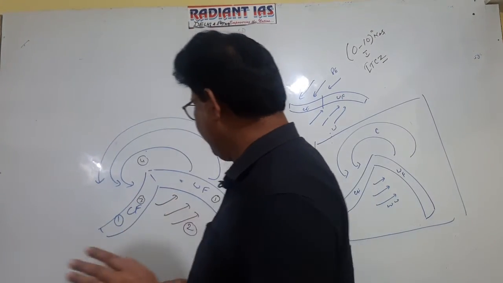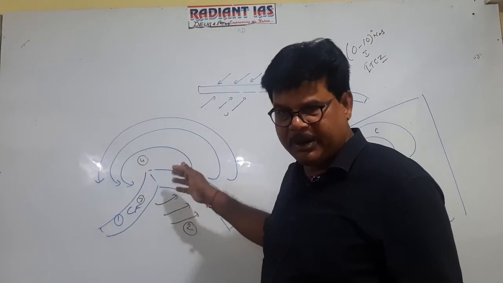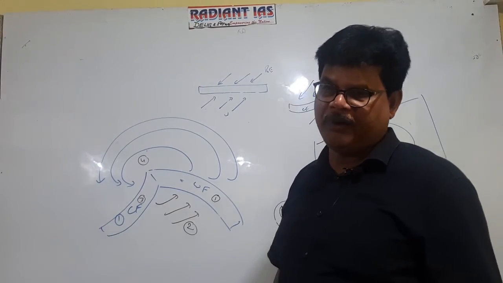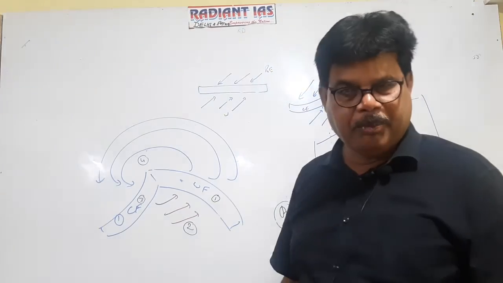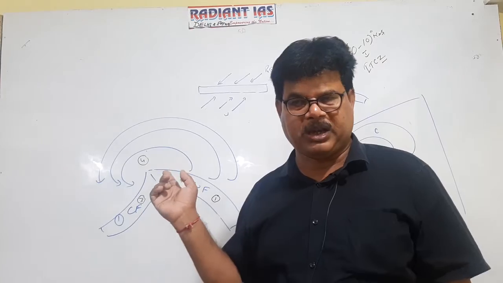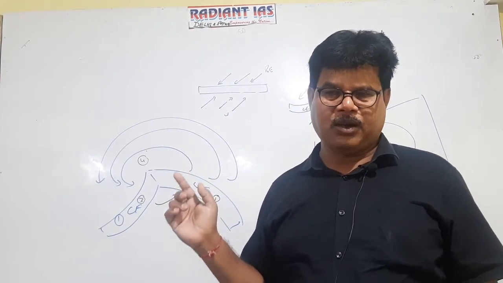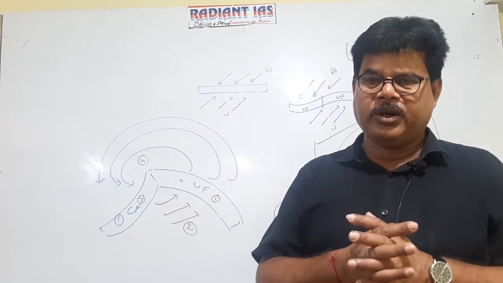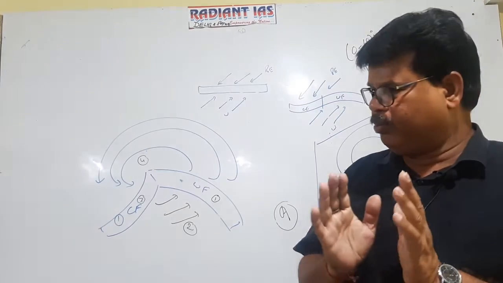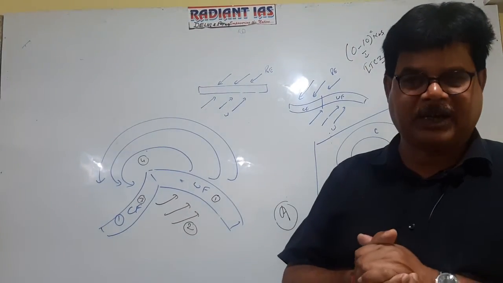So it is clear that different parts of the temperate cyclone record different types of weather condition. But this is not so in the case of the tropical cyclone. In a tropical cyclone, the entire zone possesses almost uniform weather condition.